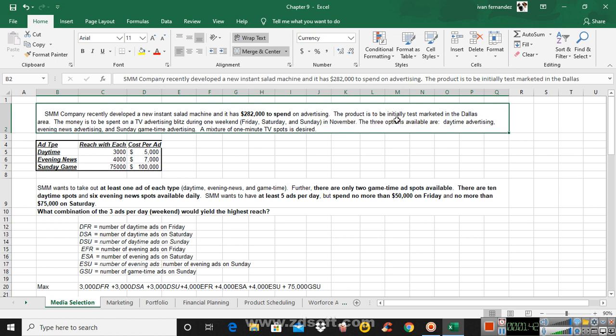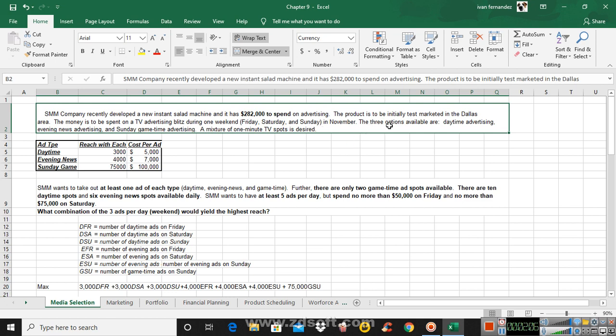The product is to be initially test marketed in the Dallas area. Fine. The money is to be spent on a TV advertising blitz during one weekend, Friday, Saturday, and Sunday. I didn't bold that, but that's actually important because that defines the weekend. I would have thought it was a Saturday and a Sunday, but here it's a Friday, Saturday, and Sunday. So we have 3 days to worry about.